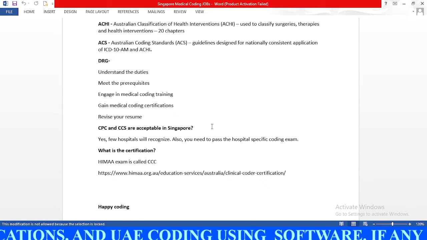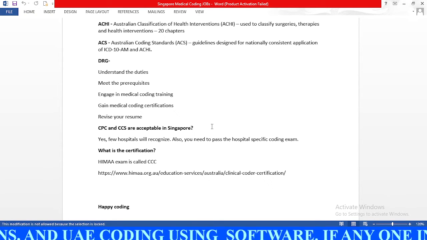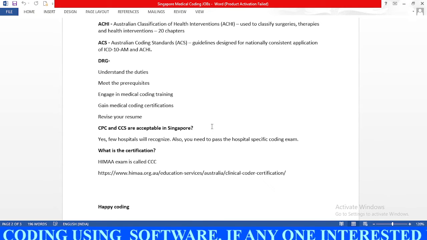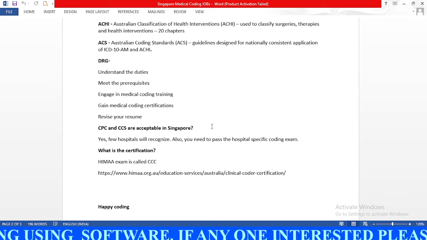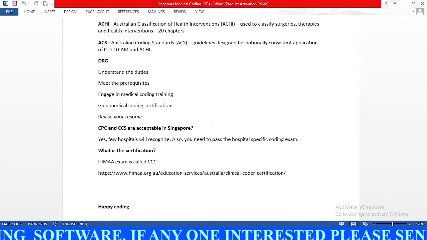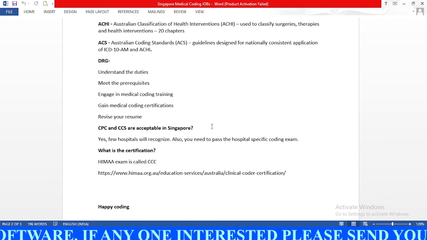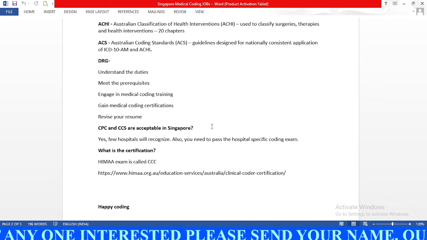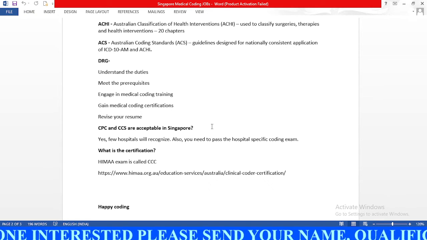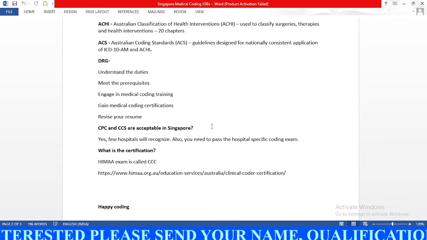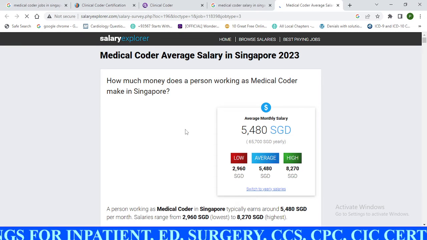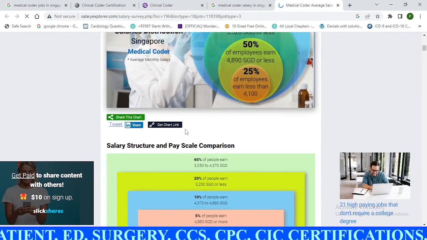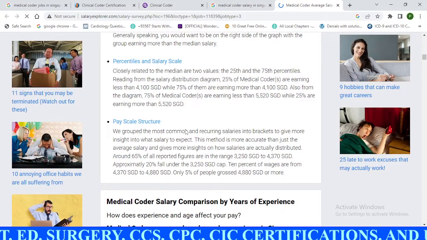If you want to go to Singapore, mostly you need to learn ICD-10 AM. But if you know ICD-10 CM, you can learn ICD-10 AM very easily. In Singapore, base coder salary is 2,000 to 4,500 Singapore dollars. There you need only 1,800 Singapore dollars in order to survive monthly. If you want to check the salary, you can check here. Basically it is based on your qualification and experience.